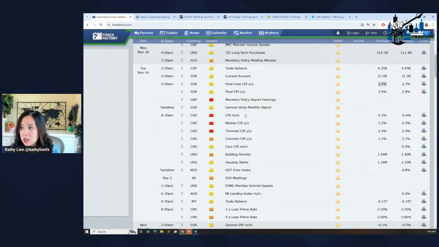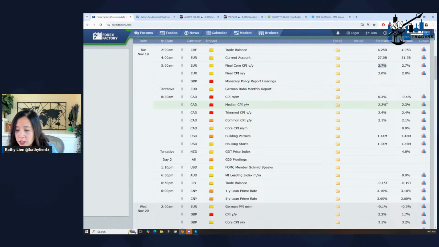The most important release on tomorrow's calendar is going to be the Canadian inflation data. Because the price component of IVPMI increased a lot, this is expected to be stronger. And if it is stronger, it's going to be positive for the Canadian dollar, which is going to be negative for dollar CAD.